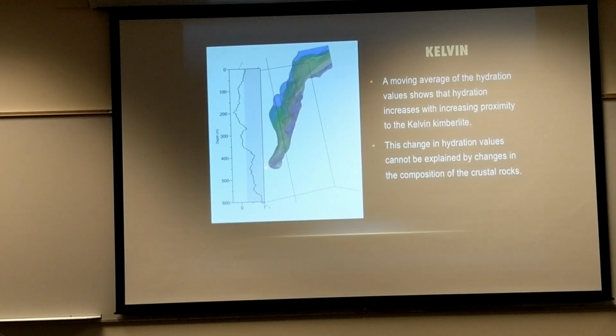So here's the model of the kimberlite. It actually extends down here now. This is an old version of it. As you go from the surface, there's a bit of surface hydration because you're on the surface and there's water up there. You go down and it's not so hydrated here, but as you approach the kimberlite, as you get closer to it in space, you start getting more hydration. The idea is that the change in hydration values cannot be explained by change in composition across the rocks, and that's actually explained by its proximity to the kimberlite.